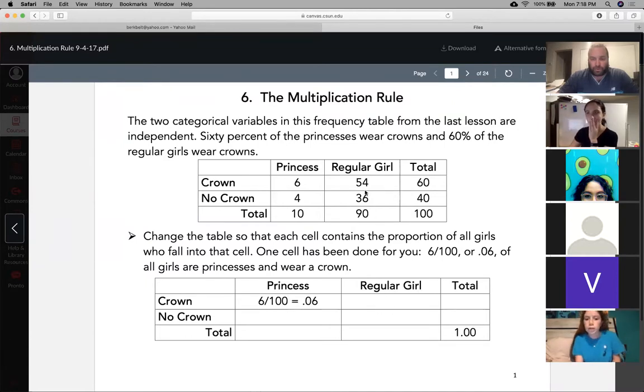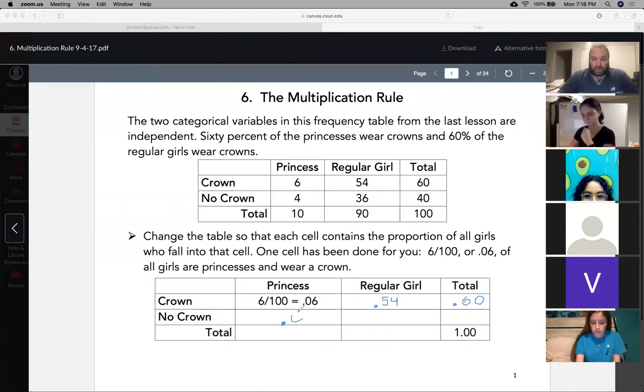Oh, wait, other way. 54. So what percent? So 54% or 0.54, right? Yeah. For a total of 60% between them. Of the 100 girls, how many of them are princesses that do not wear crowns? 4%. So that'll be 4%. And we see that that gives us a total of 10% here.